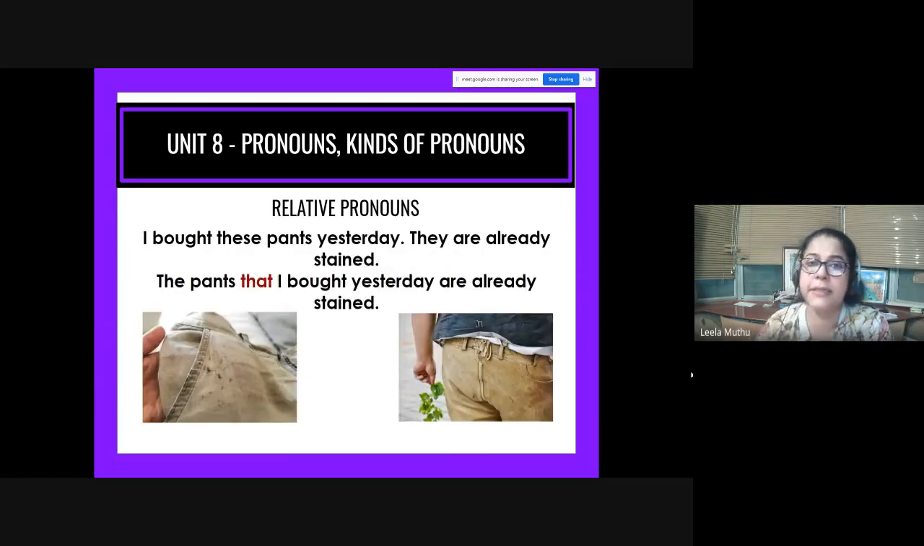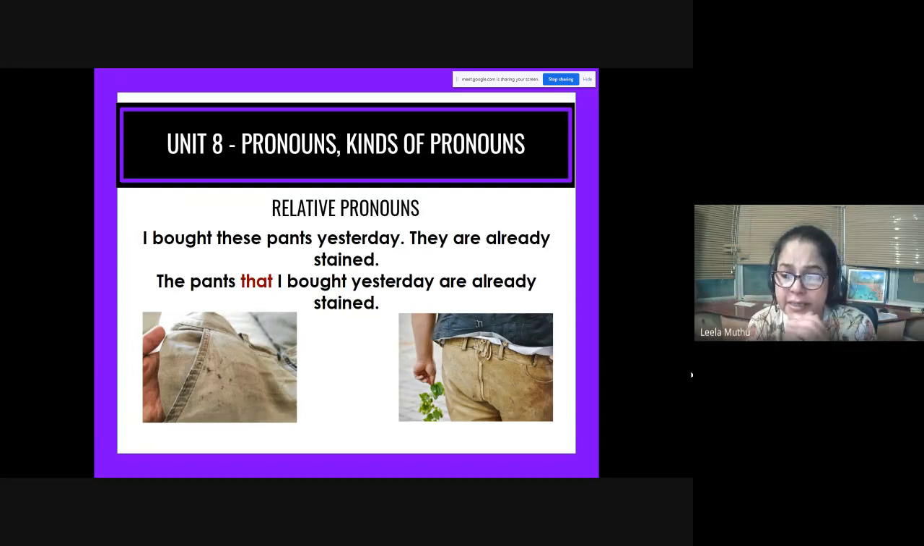Okay, now look at this. I bought these pants yesterday. Like I told you, in American English, basically when you say pants, it means underwear. Okay, and in British English, you say pants, which means trousers. So let's talk in British English right now. I bought these pants yesterday, giving you an idea.